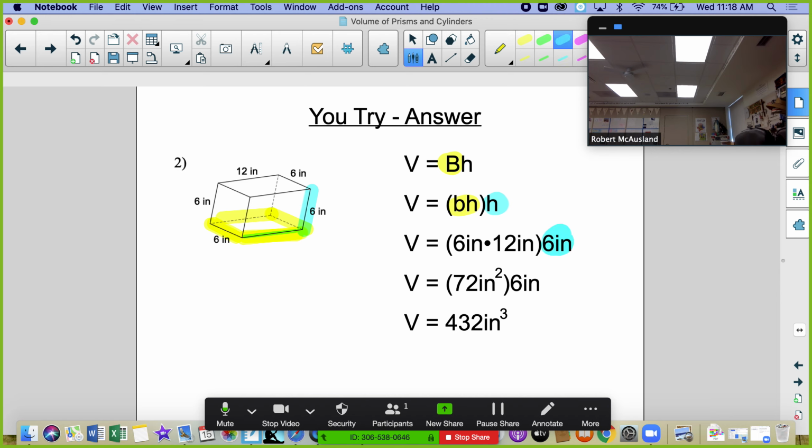So this height that we're looking for is this height. It's the height of the object. 6 inches times 12 inches gives us 72 inches squared, times 6 inches gives us 432 inches cubed.